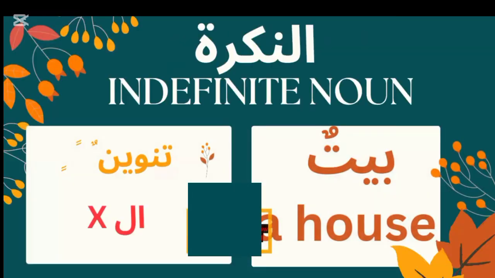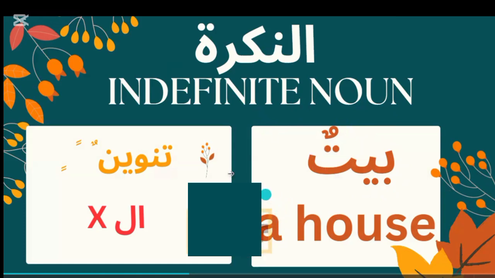Nakira means an indefinite noun, and the example is baitun. Baitun is the example for nakira. Baitun means a house. So the speciality of nakira is that it will be translated with a: a house.